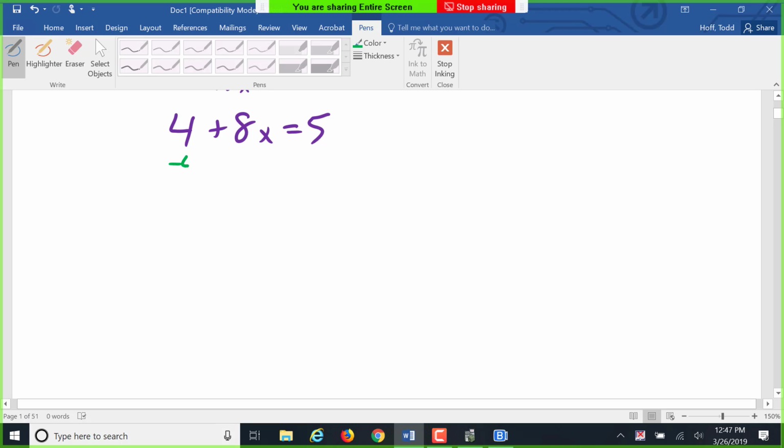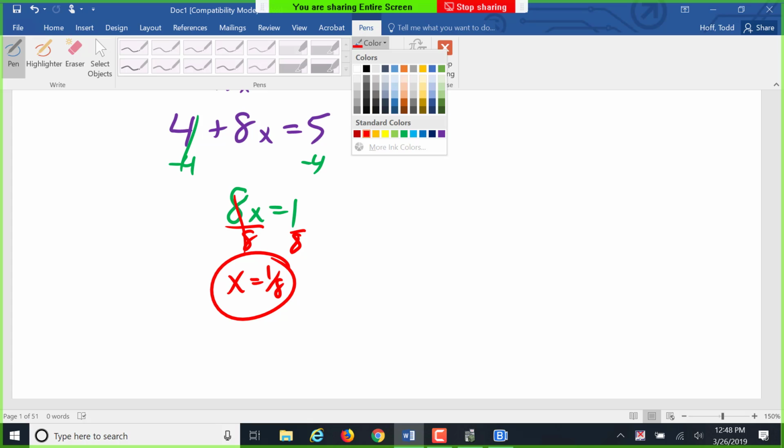Subtract 4. 8x equals 1. And finally, divide by 8. x equals 1/8.